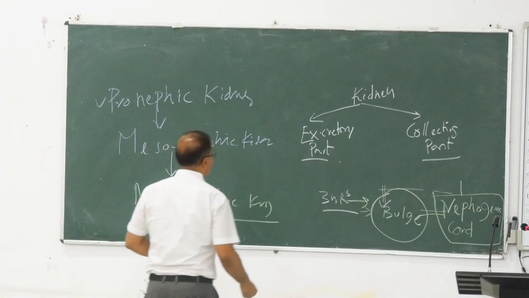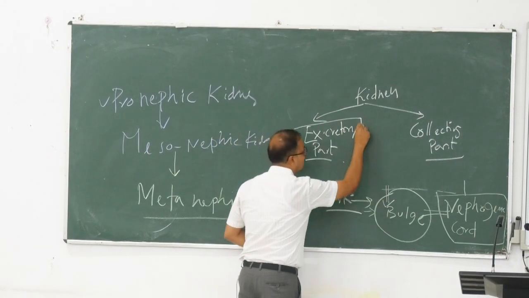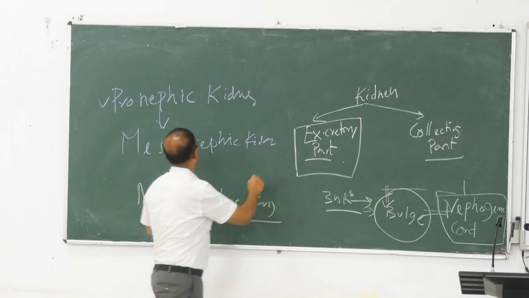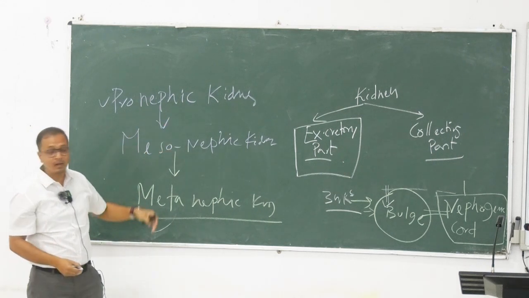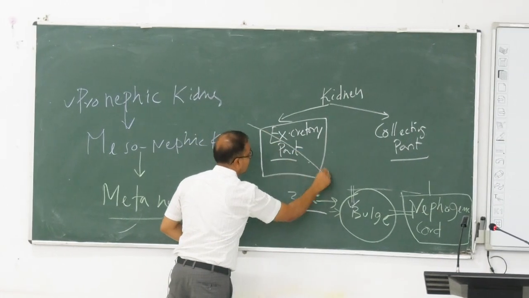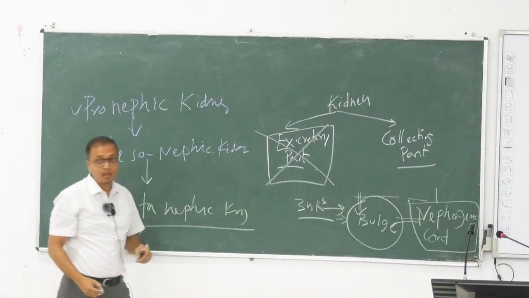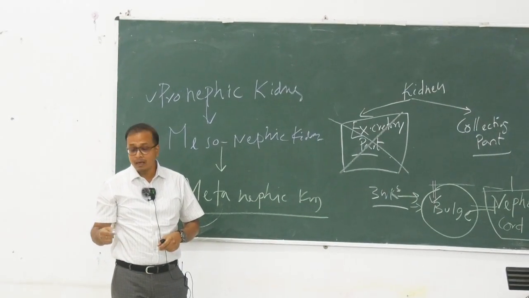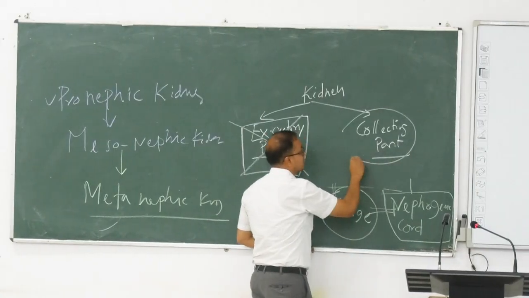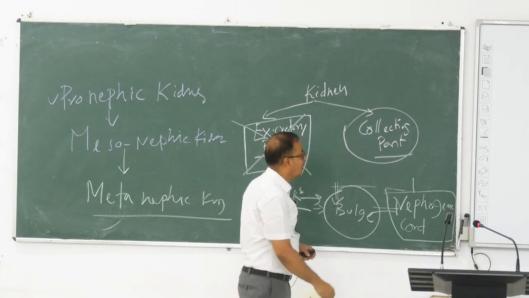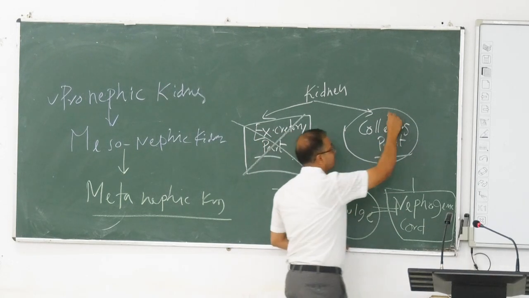Now the excretory part of this oldest form of the kidney, the pronephric kidney, disappears, and we are left with the collecting part of the kidney. This collecting part of the kidney system prevails.